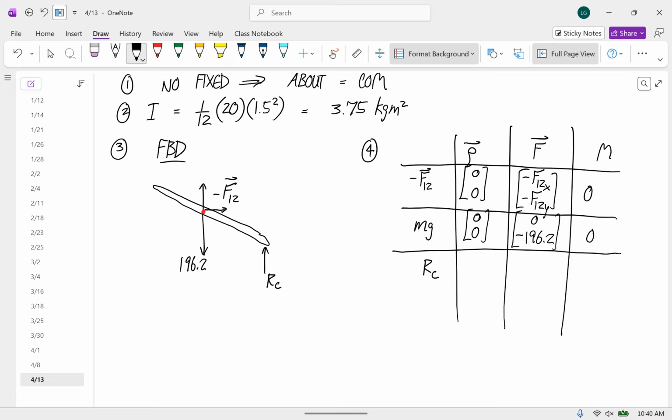The row vector is positive 0.575, negative 0.482. That force vector, you could have done it downwards too, and then that force would have been 0, negative RC. Everything will work out in the end. I did it upwards, so this is 0, positive RC. And so the cross product is 0.575 RC.